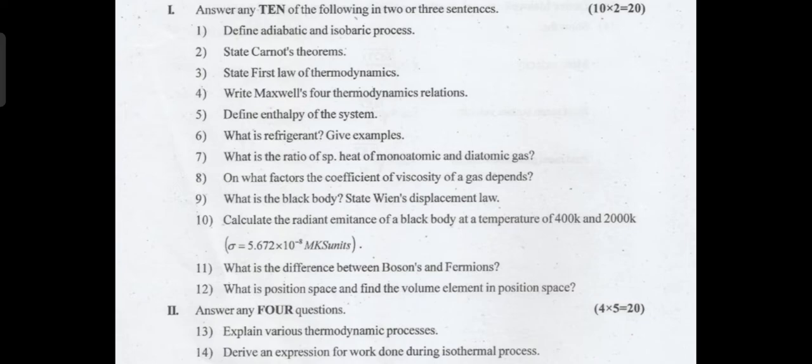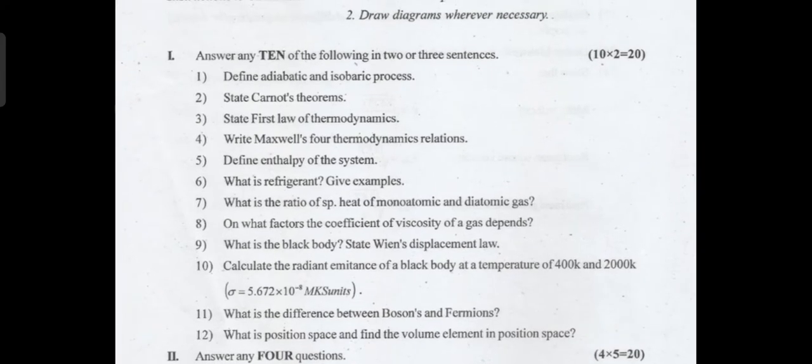What is the difference between bosons and fermions? What is position space, and find the volume element in position space. So this is a very scoring section, because each question carries 2 marks and you have to write only 2 to 3 sentences, and we know all the important topics that may be asked in the examination.